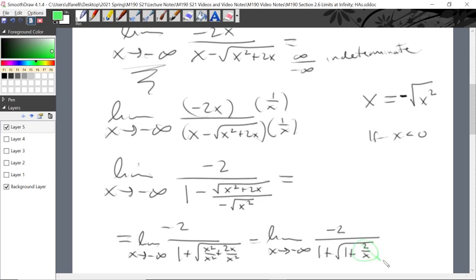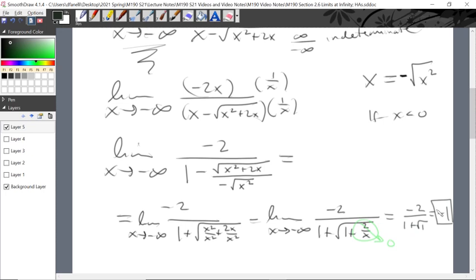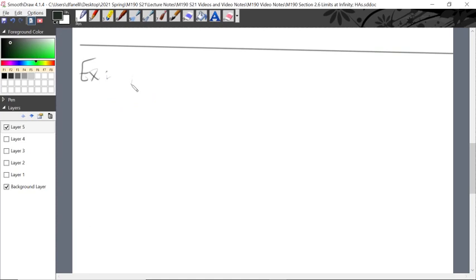2 over x is going to go to 0 as x goes to negative infinity. Okay, and all the other constants are just going to remain constant. So we get negative 2 over 1 plus the square root of 1. And that's negative 2 over 2, which is equal to negative 1. So the answer I'm getting here is negative 1 as the output of this limit. Okay, next example.